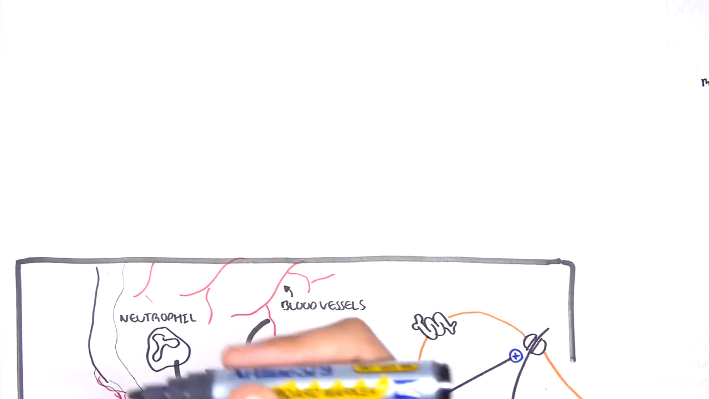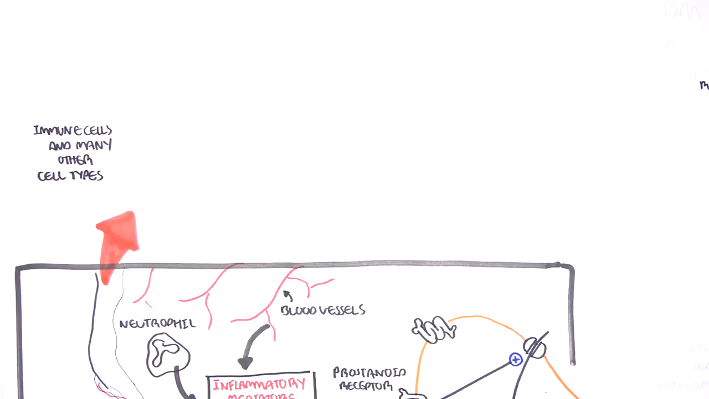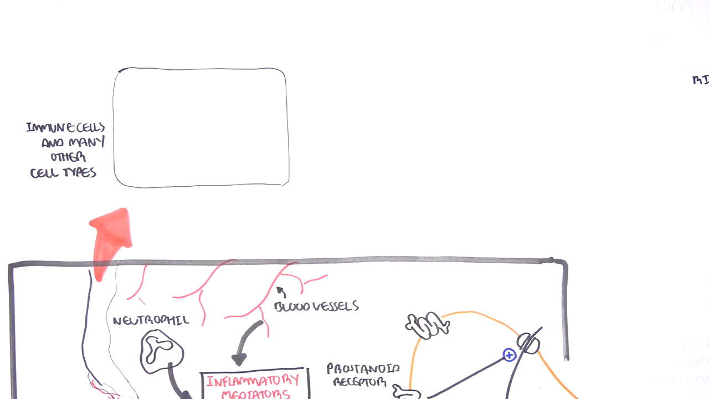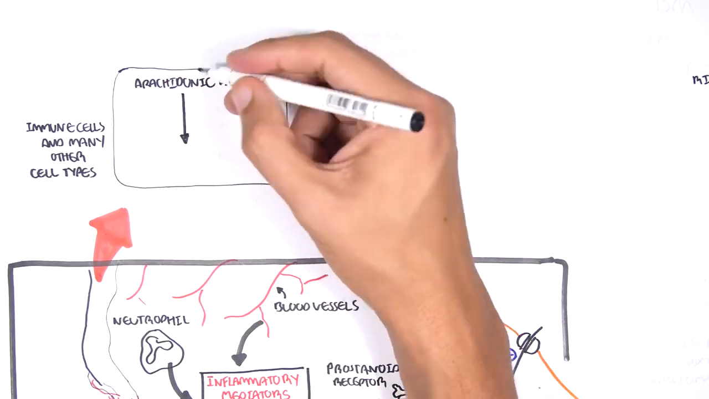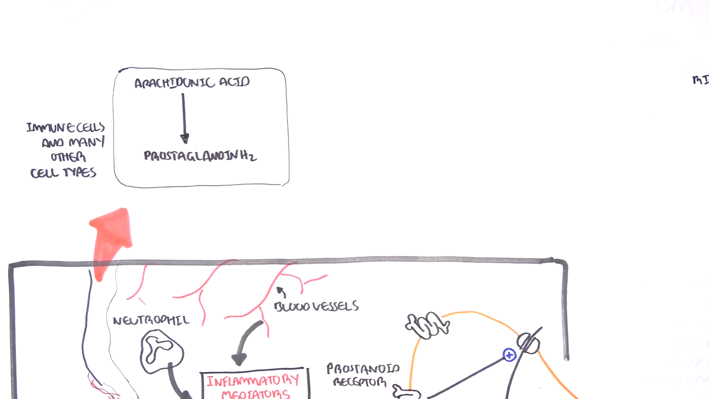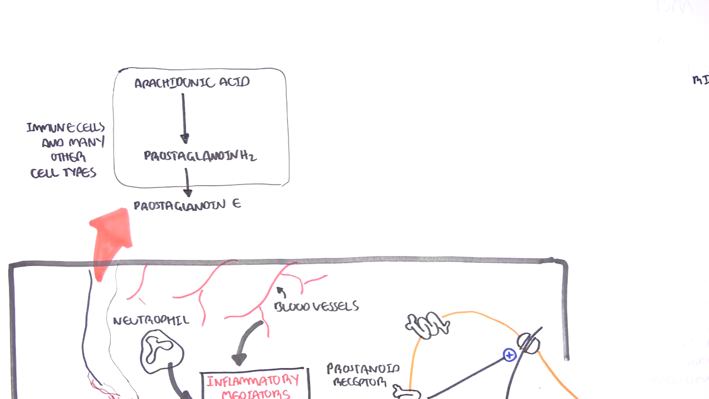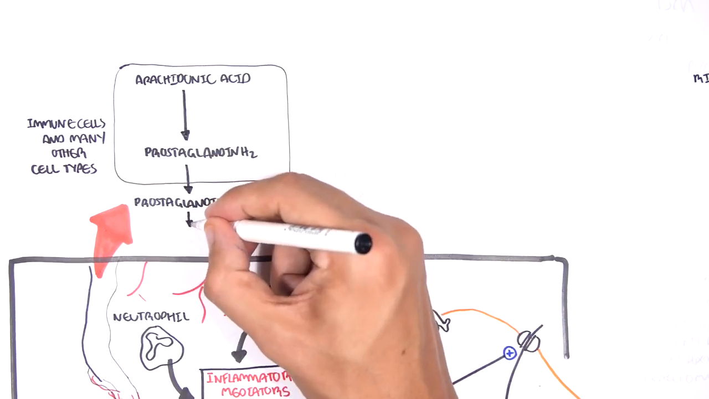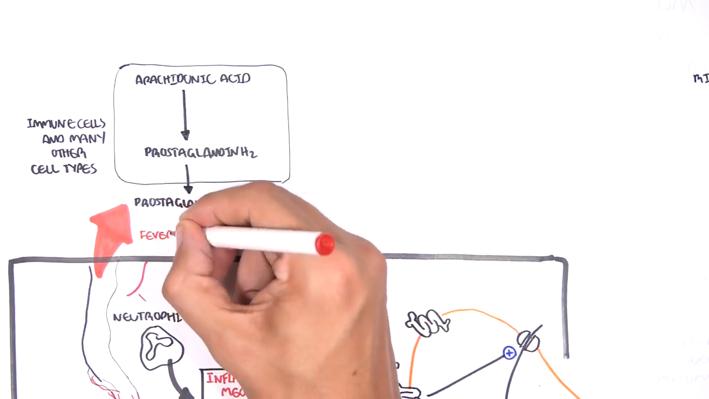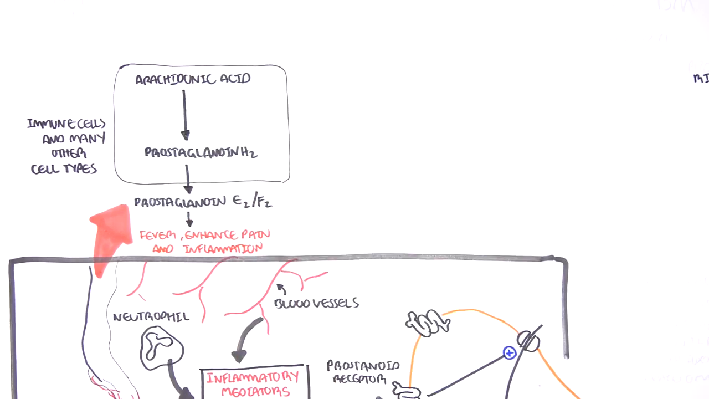made. During periods of trauma or injury, many cells around the area, in this case immune cells and damaged skin cells, will convert their phospholipids, their cell membrane, into arachidonic acid. Arachidonic acid, or AA, can be converted to prostaglandin H2. Prostaglandin H2 then becomes prostaglandin E2 and prostaglandin F2. These prostaglandins are the ones that initiate or cause fever, enhance pain, and inflammation.